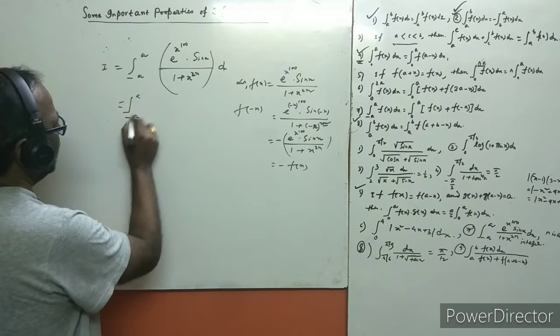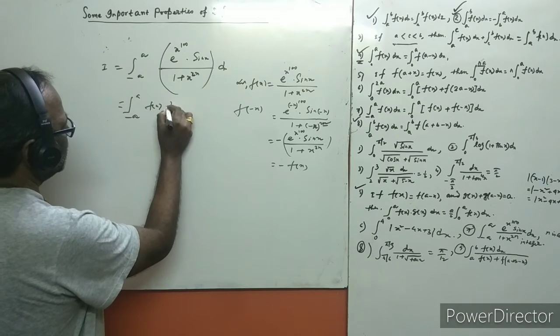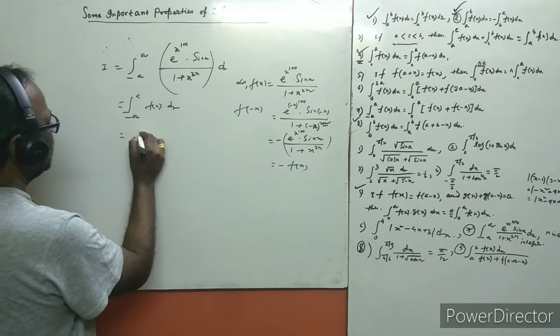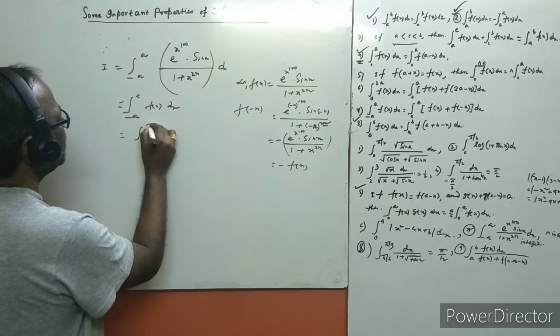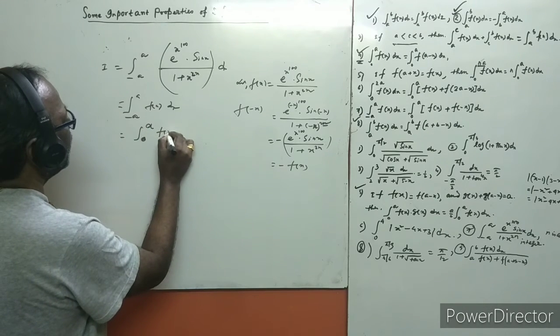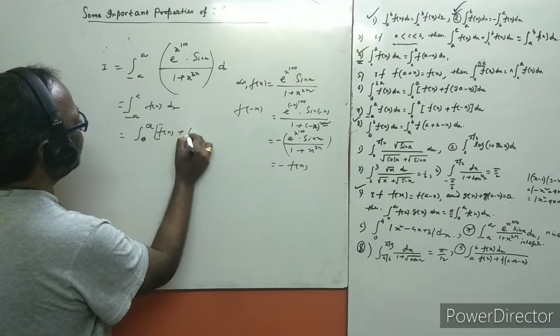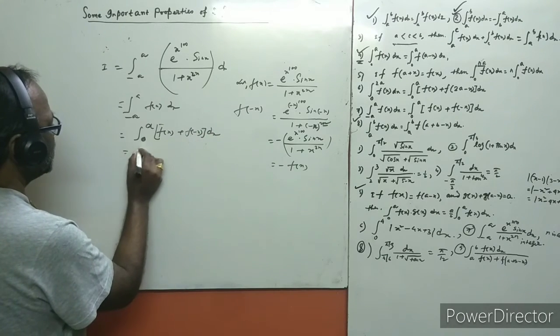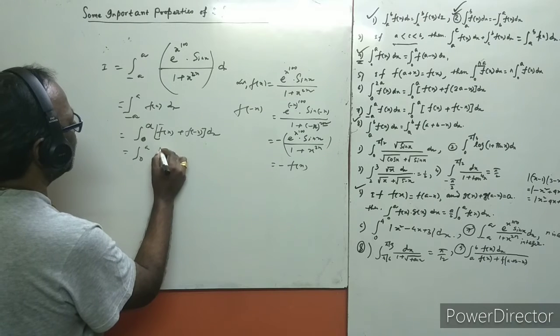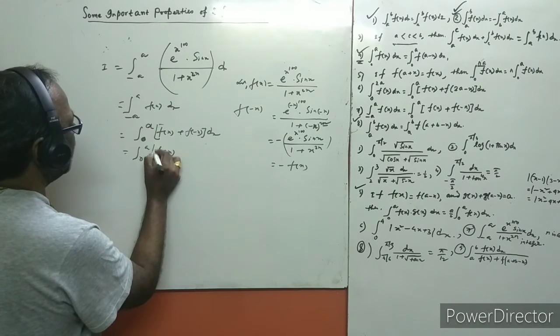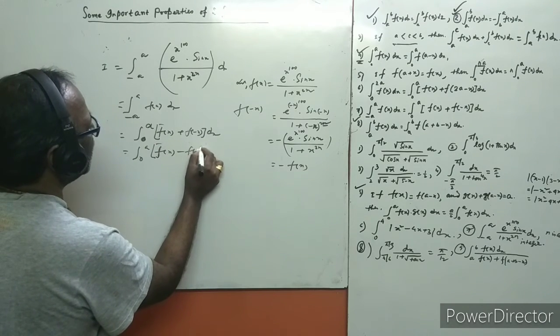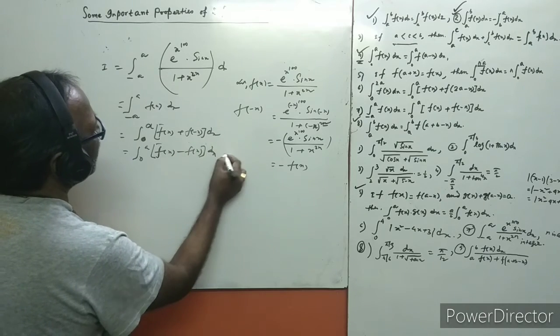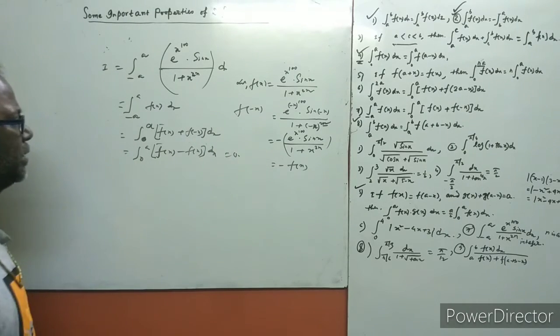So the integral from minus a to plus a of f of x dx is equal to the integral from 0 to a of f of x plus f of minus x dx. If the function is odd, f of minus x is minus f of x, so their difference is 0, and the answer is 0 here.